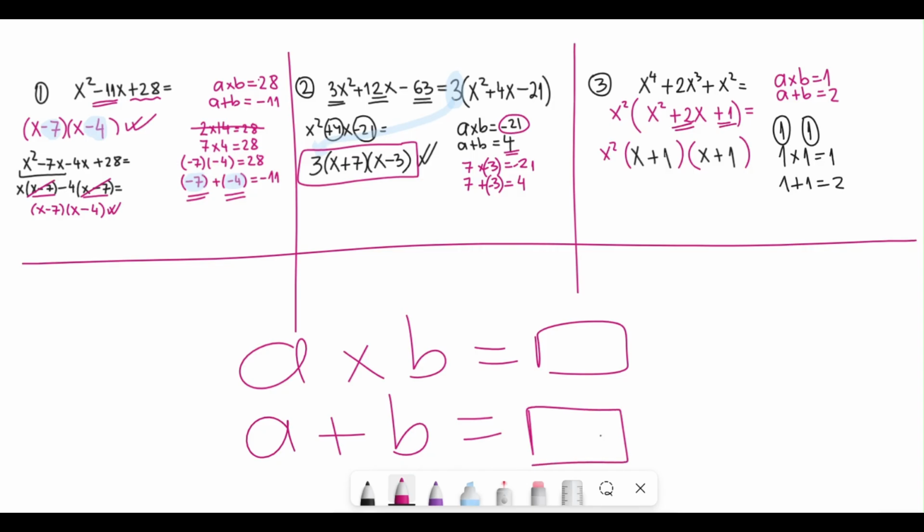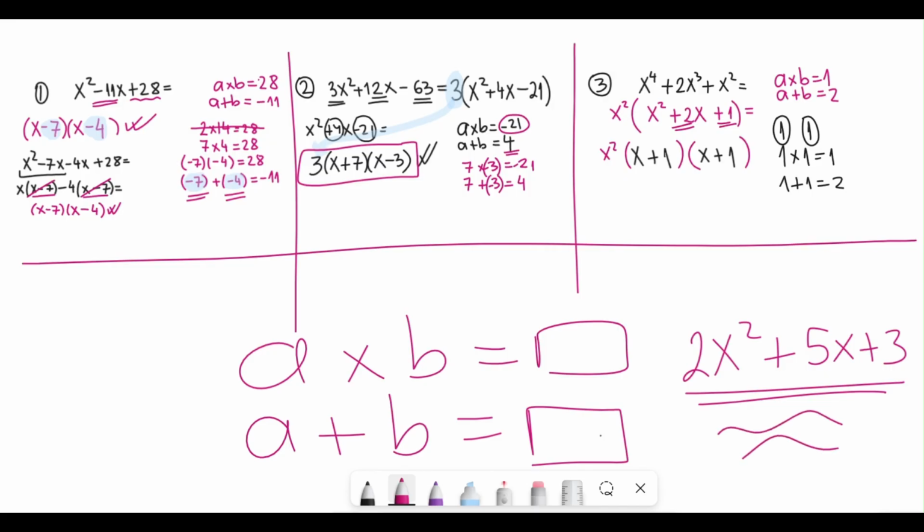In the next video, we will explain questions where a is not 1. So for example, 2x squared plus 5x plus 3. This cannot be factored using the way we explained today. It will be covered in the next video.